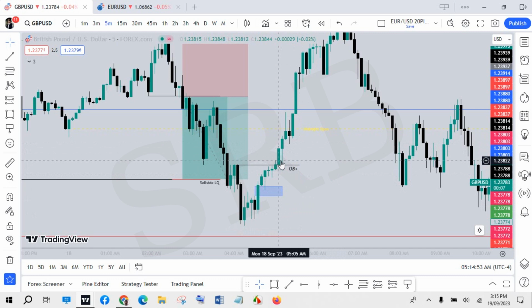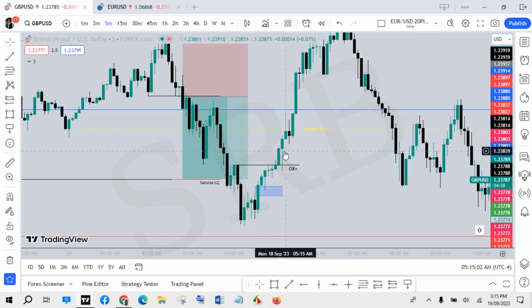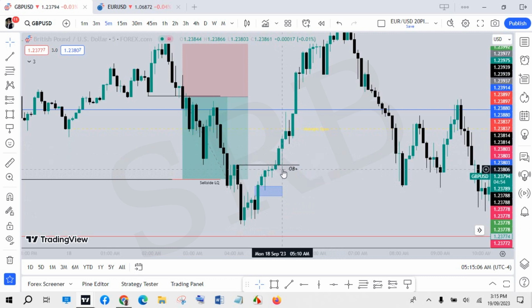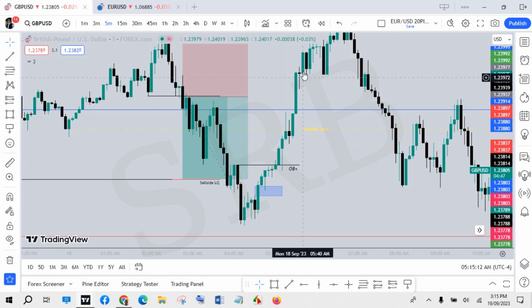The next candle opens, trades down into it, rallies higher. Again, we have this candle opening, coming all the way down, trading into the high of that bullish order block, and then price goes higher.